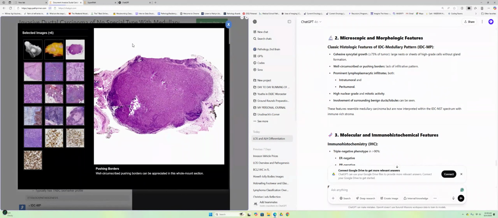Also high grade nuclear features, circumscribed or pushing borders, and tumor infiltrating lymphocytes, which could be intratumoral or peritumoral. Then it involves some of the ducts. That's number five.